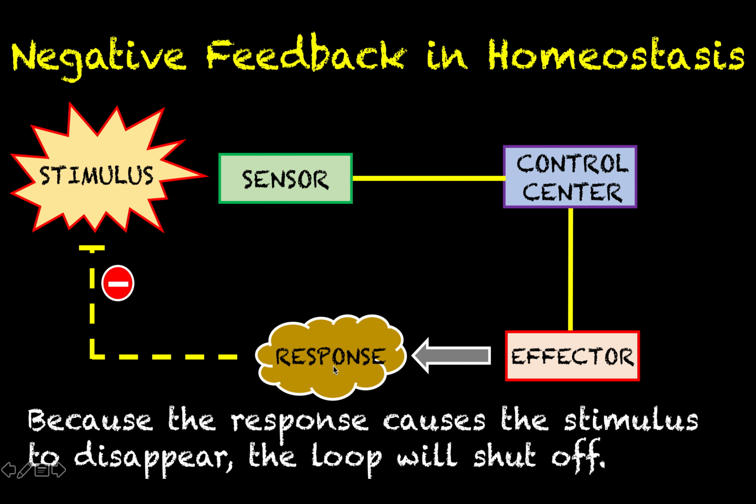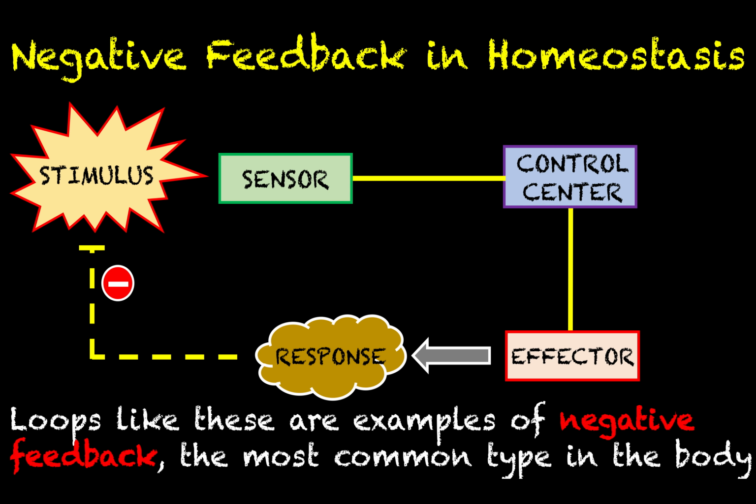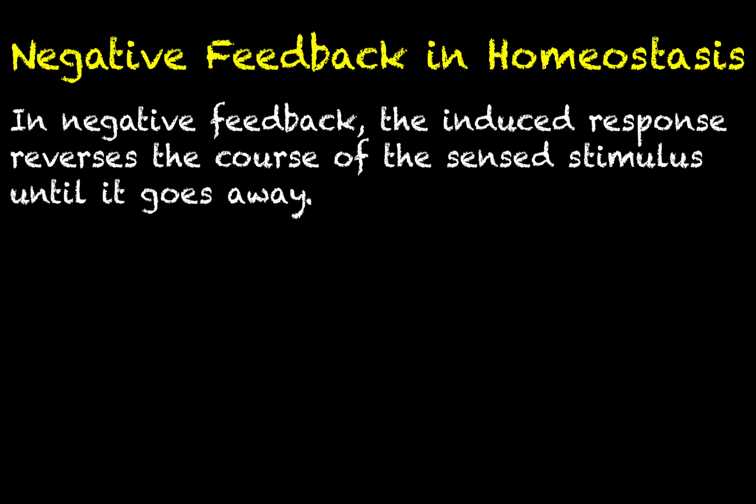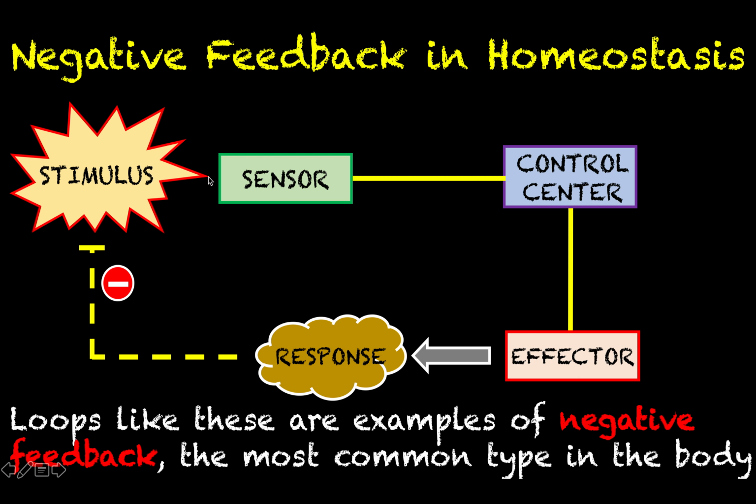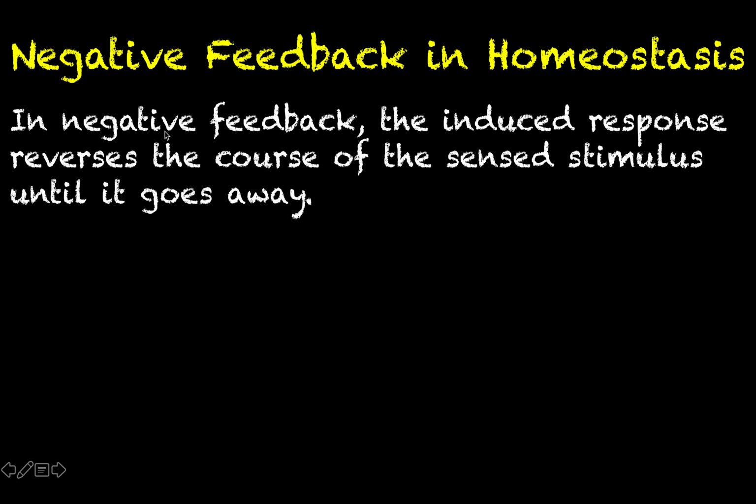Now, what makes this loop shut off, which is why we call this negative feedback, is because there is basically a halting of the cell-to-cell communication going on here. So the idea here is that in negative feedback, the induced response reverses the course of the sensed stimulus until it completely goes away. Okay? So if the response here is that the blood pressure goes down, eventually we're going to bring the high blood pressure back down to normal, to the point where the sensor no longer has a stimulus to sense. If the blood pressure is normal, then there is no stimulus.